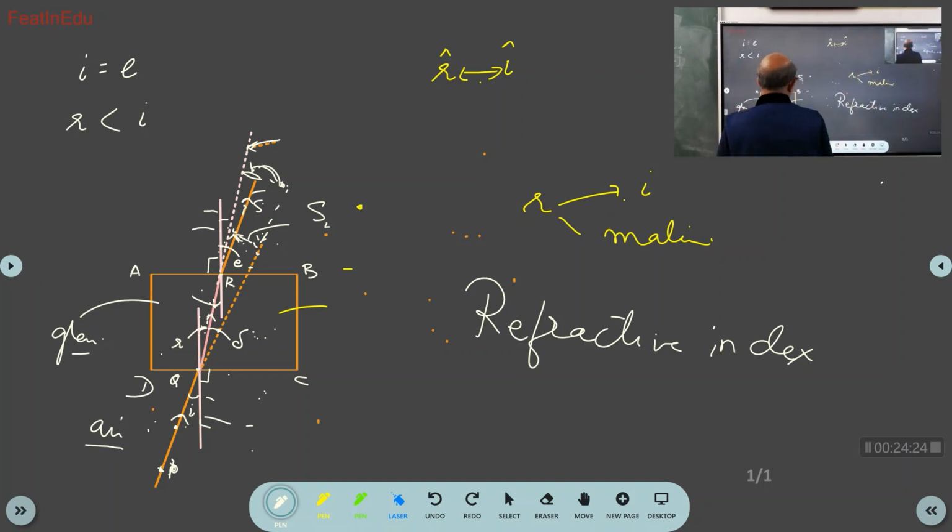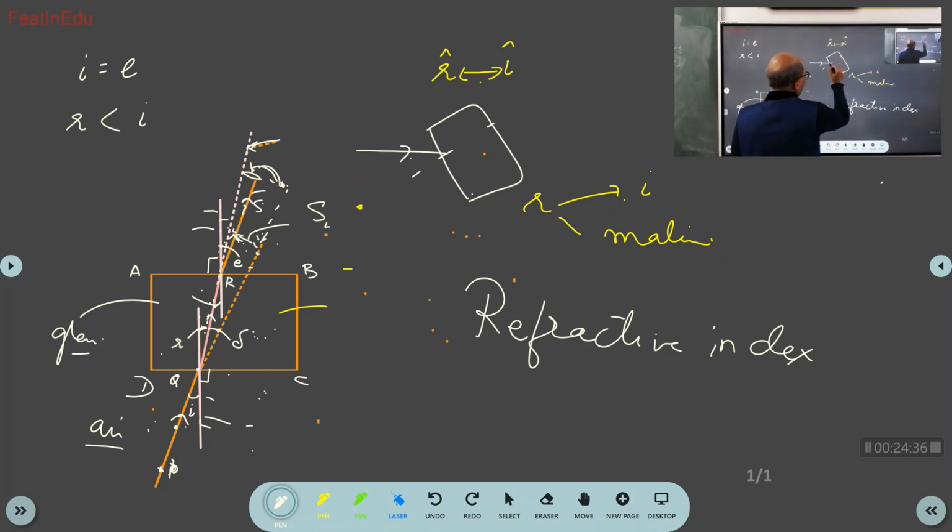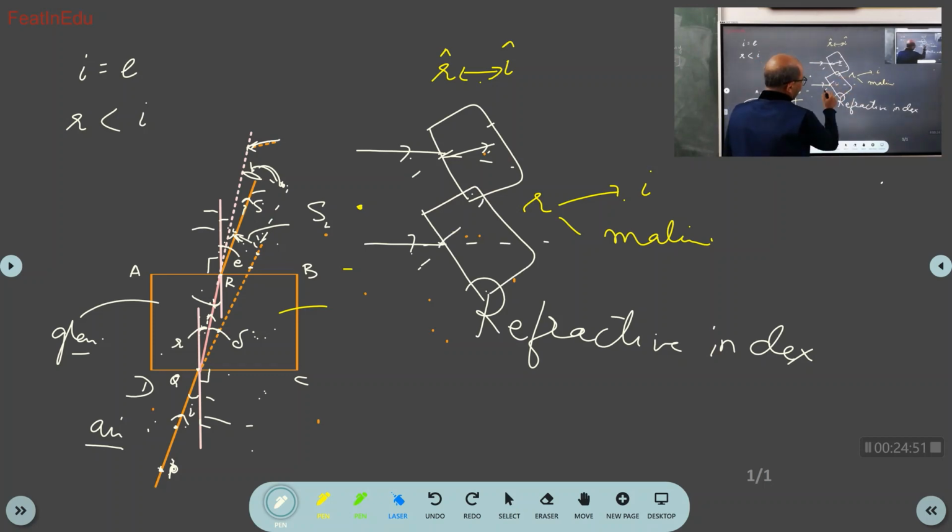See, now I will tell you. If light is traveling in air, and then you keep glass, it will bend by some amount. So the same light, instead of glass, if you allow it to go into water, then the amount of bending here will be different.